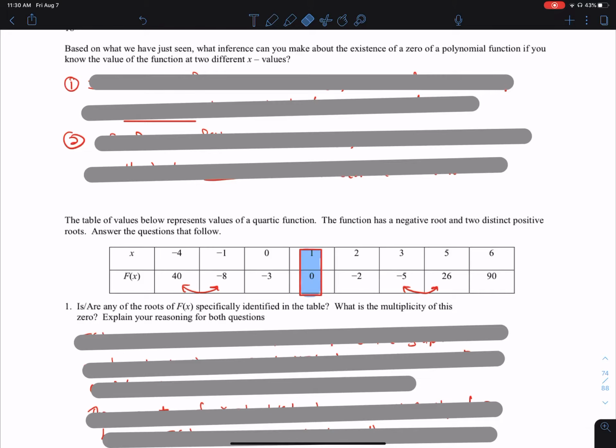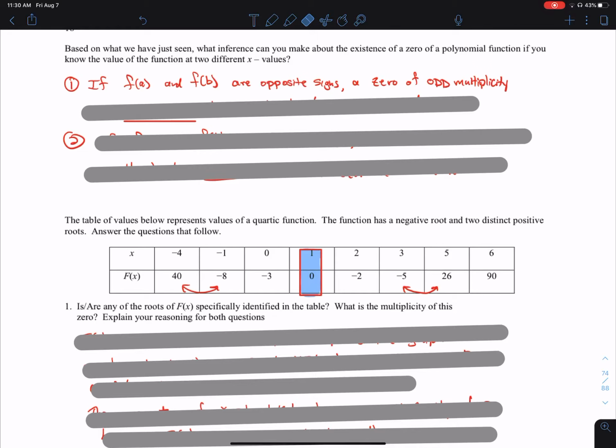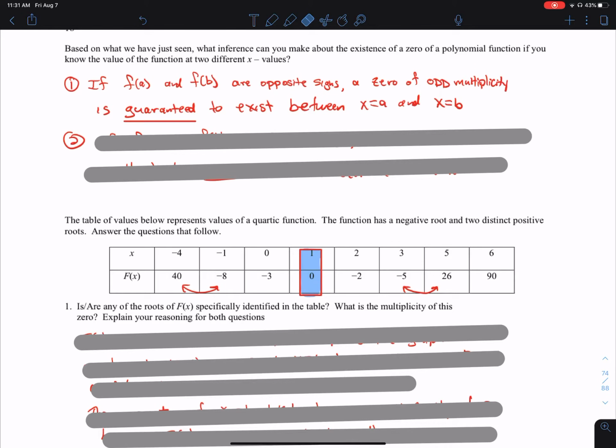All right, based on what you've just seen, what inferences can you make about the existence of a 0 of a polynomial function if you know the value of the function at two different x values? If f of a and f of b are opposite signs, so that means one's above the x-axis and one's below it, a 0 of odd multiplicity is guaranteed to exist between x equals a and x equals b. Now, that doesn't mean only one 0 could exist.